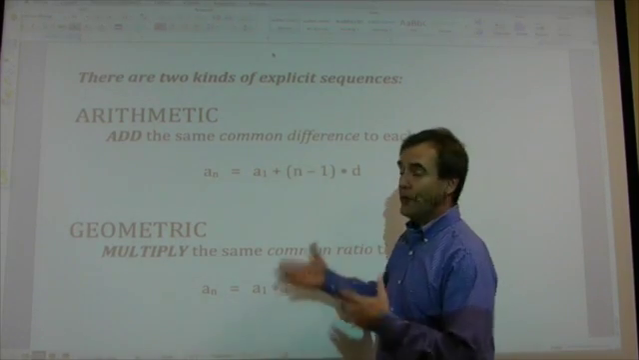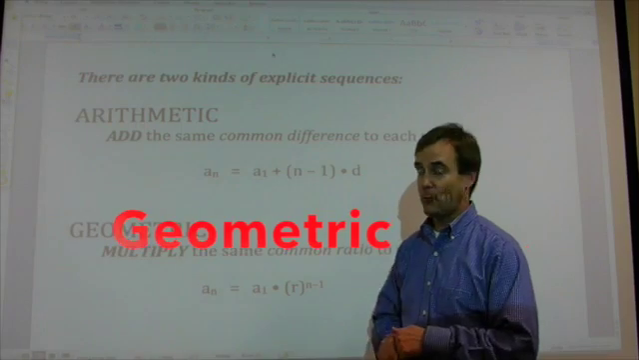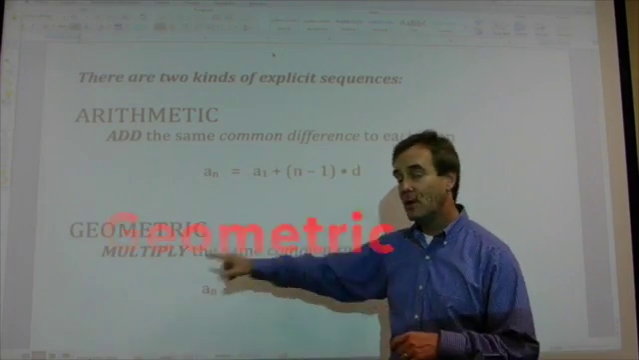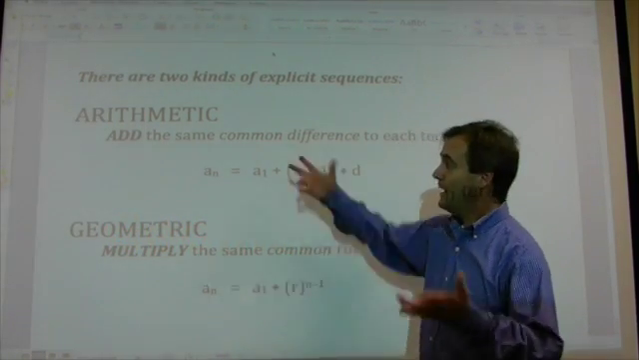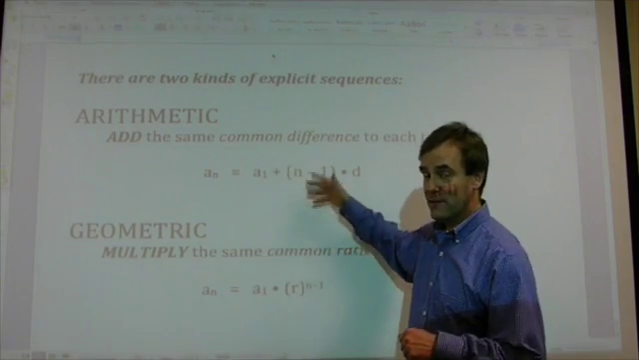The other kind of sequence is a geometric sequence, and different from arithmetic, you multiply every time you get to the next one. So in arithmetic, it might be 2, 4, 6, 8, 10.